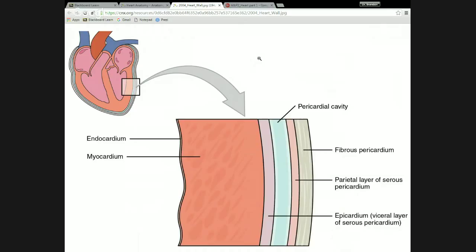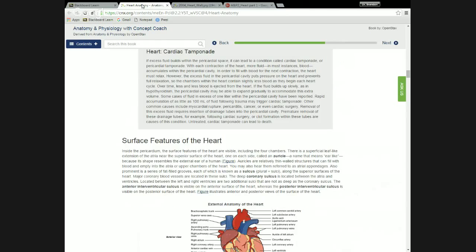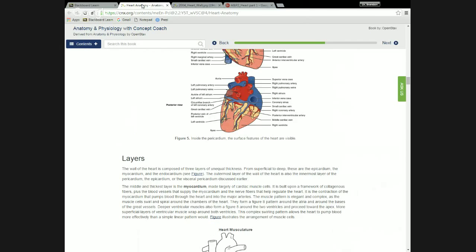Okay, so that's the structure of the heart. I don't think it's going to come up right now, but eventually, and I showed this picture actually in lab too, we're going to look at what the myocardium looks like, what cardiac muscle cells look like. I don't think it's the next thing. No, it's not.